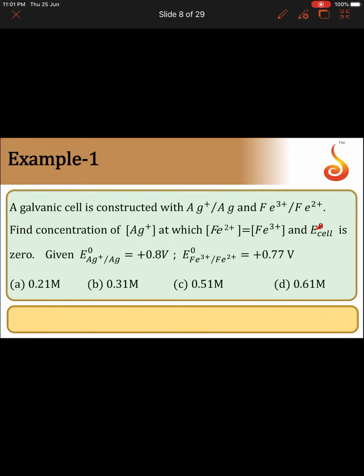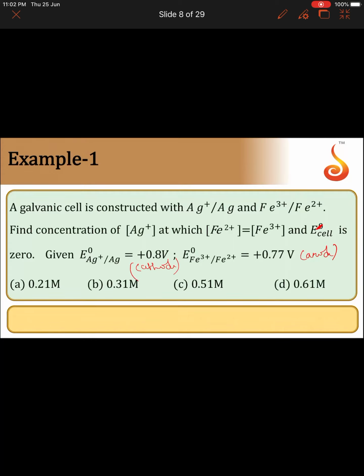Fe2+ is plus 0.77 volts. So first of all, in these two electrodes, which is having less reduction potential value, that will act as anode, and which is having more reduction potential value, that will act as cathode. So first we'll write the anode and cathode reaction. So here which is anode, which is cathode? Silver is cathode. Iron is anode, because it is having less reduction potential value, and this is cathode.